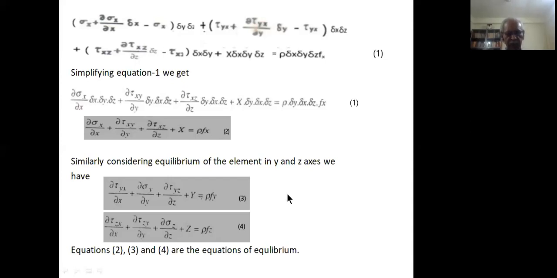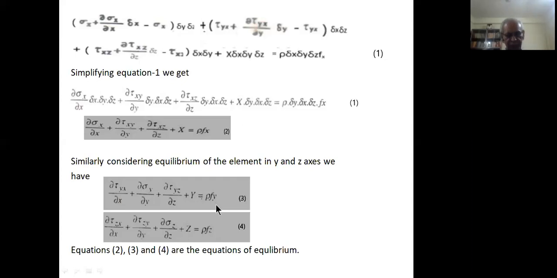Similarly, if you look at the equation of equilibrium in the y and z directions, you will get similar equations. It is easy to remember if you look at the second row of the stress matrix. That will be del tau yx by del x plus del sigma y by del y plus del tau xz by del z plus Y is equal to rho fy.